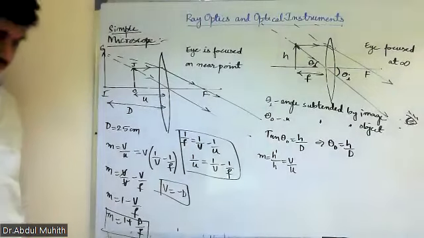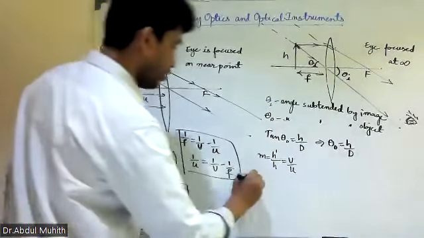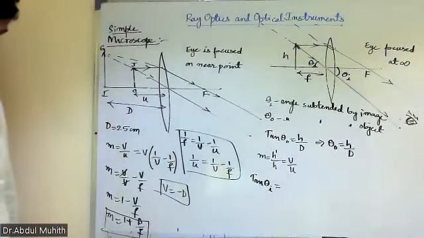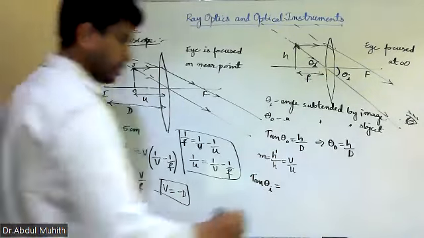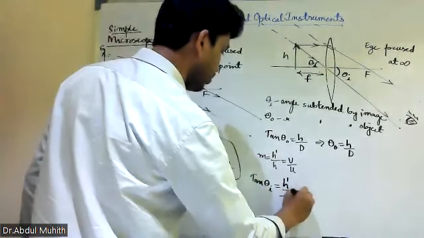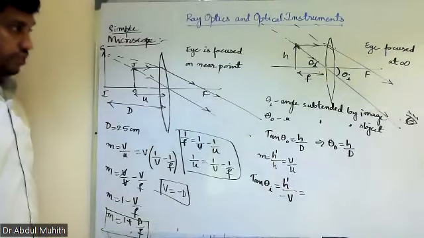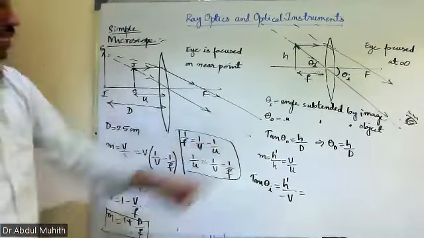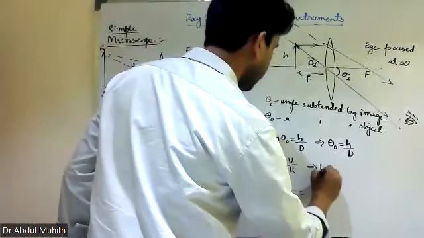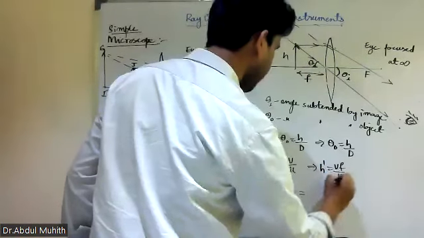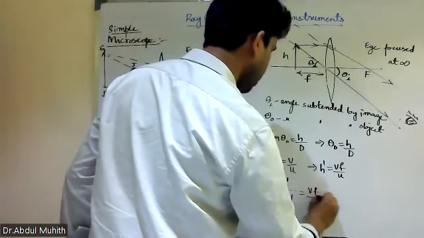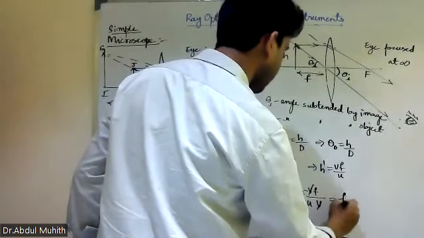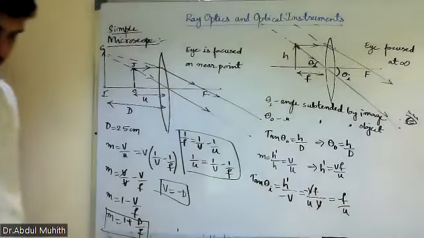Okay, so now what happens? Tan theta I is equal to H dash by minus V. So what is H dash now? H dash is equal to V into H by U. So that is V into H by U into minus V. V and V will get cancelled, minus H by U.